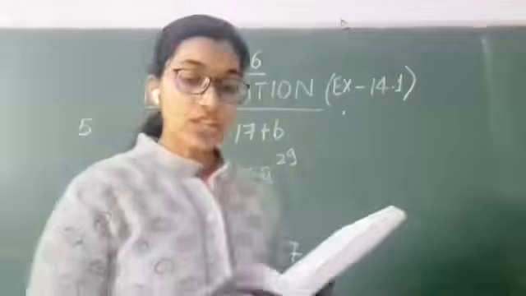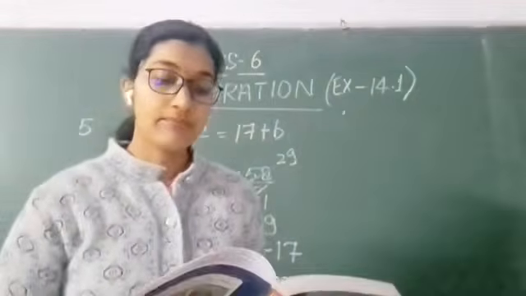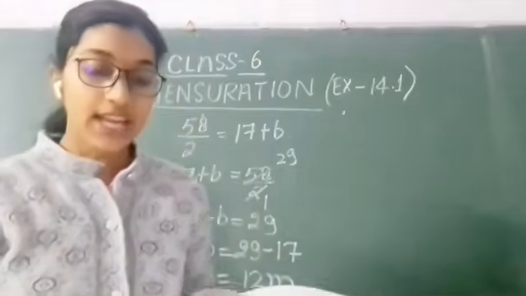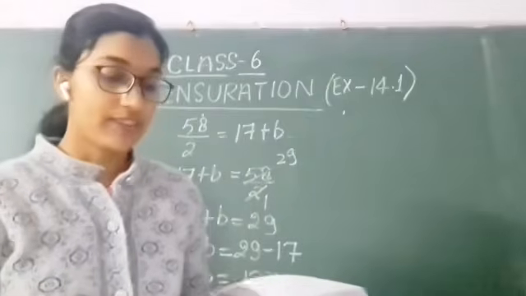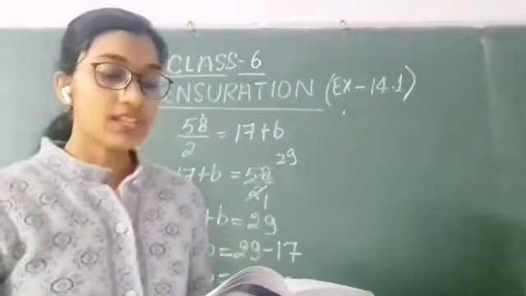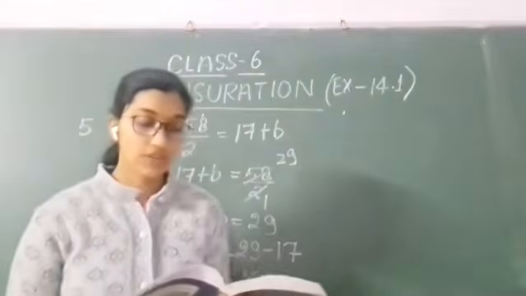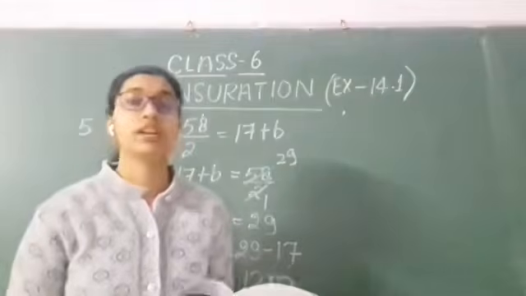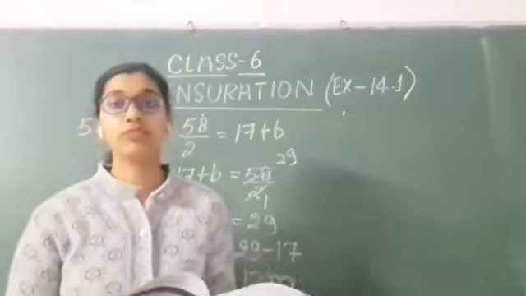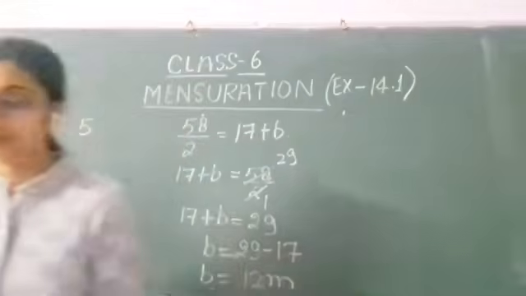Then afterwards, question number 6. In question number 6, it is given a rectangular piece of land measures 0.7 kilometer by 0.4 kilometer. Each side is to be fenced with 4 rows of wires. What is the length of the wire needed? In this question also we have to find the perimeter of the rectangular piece of land. Length is given, breadth is given. So first of all we have to find the perimeter of this rectangular piece of land.